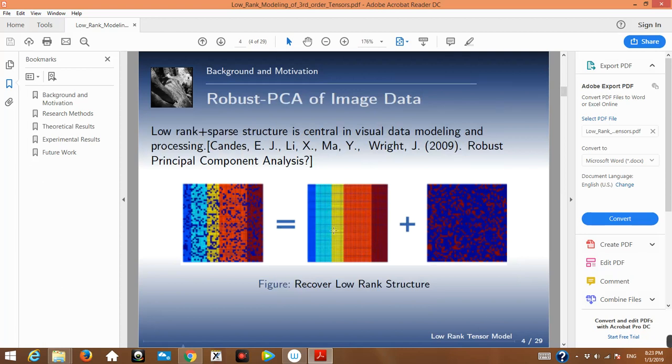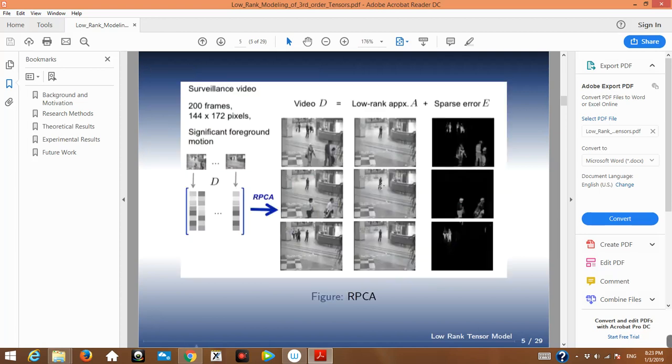Separating the low rank and sparse parts of an image is called robust principal component analysis. This technique to recover the low-rank structure of an image was introduced by Candès, Ma Yi, and Wright in 2009. So this is a truly breakthrough in computer vision.